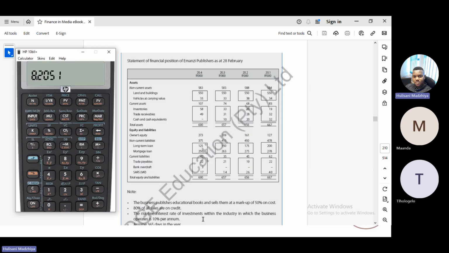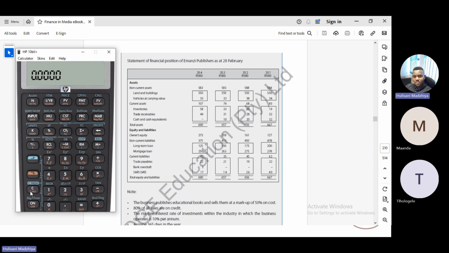So using our calculator, we're going to say 161 for 2.2 plus 127 for 2.1. This is 288,000. This divided by 2 gives us 144,000. So the average owner's equity for 2002 is 144. For 2003 it will be 209 plus 161, so that will be for 2003. The total will be 370 divided by 2, giving you 185. So that's how you calculate the average owner's equity.